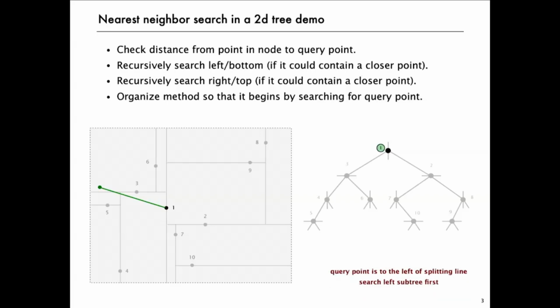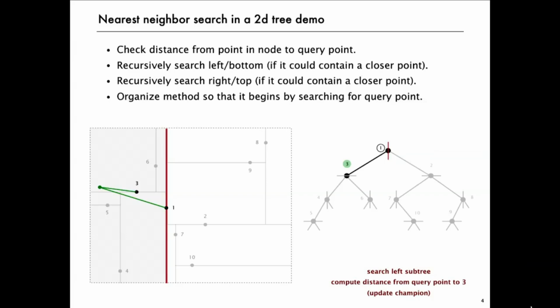In this case, the query point is to the left of the splitting line, and we'll always go towards the query point first. In this case, we have to search both. There might possibly be a closer point than one over on the right. If you come straight across, there might be a closer point. We're going to have to look at both as far as we know now, but we'll go towards the query point and see if we can find something closer.